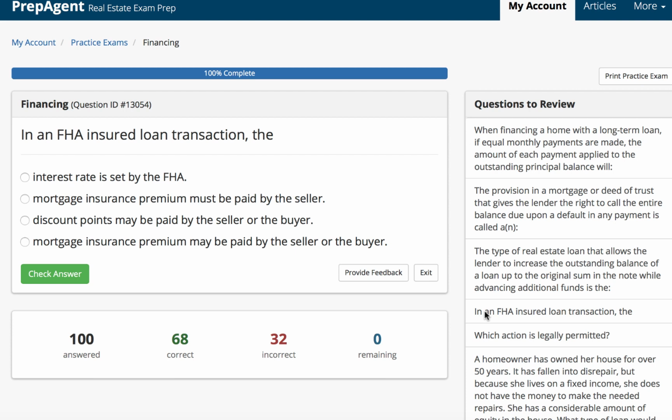In an FHA insured loan transaction. I know it's not the first one. Mortgage insurance premiums must be paid by the seller. That doesn't really make sense to me. Discount points may be paid by the seller or the buyer. Mortgage insurance premiums may be paid by the seller or the buyer. I thought discount points were to be paid by the buyer. So maybe the last one?